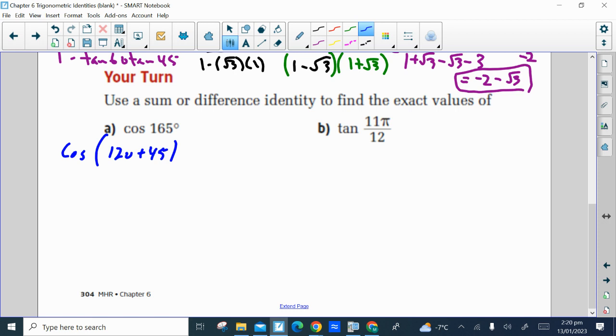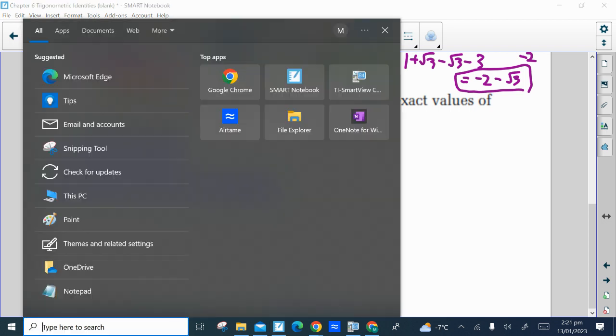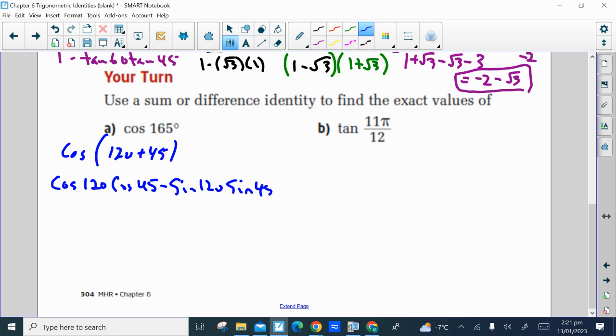So now we're using the sum identity for cosine. The cosine of A plus B is cos A, cos B, minus sine A, sine B. Again, these are on the formula sheet. Don't have to memorize them.